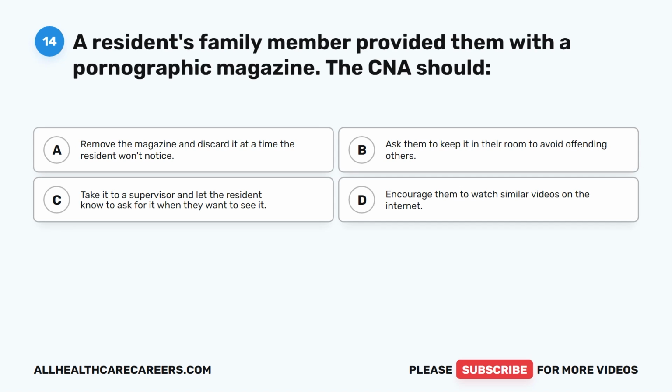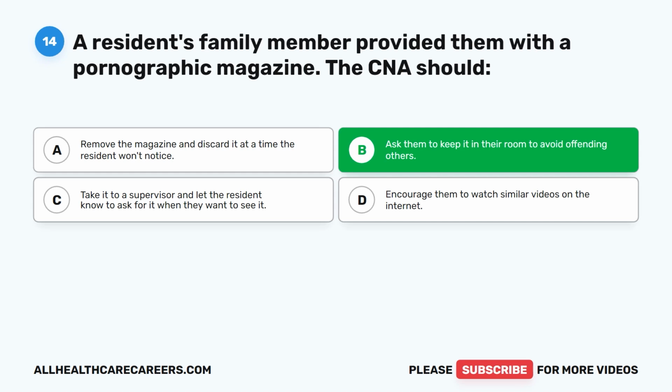Question 14. A resident's family member provided them with a pornographic magazine. The CNA should A. Remove the magazine and discard it at a time the resident won't notice. B. Ask them to keep it in their room to avoid offending others. C. Take it to a supervisor and let the resident know to ask for it when they want to see it. D. Encourage them to watch similar videos on the internet.